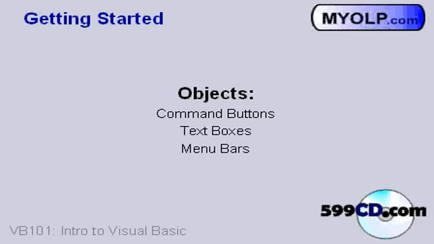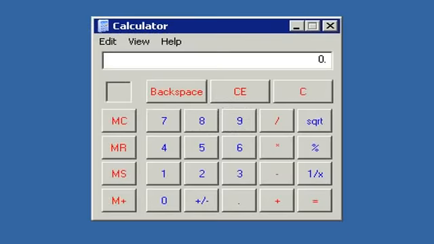Instead of typing in lines of code, Windows programs are made up of objects like command buttons that you push, text boxes that you type information into, menu bars that you can select functions from. Windows programs are not only easier to write, but they're easier to use. Here's one of my favorite age-old Windows programs, Microsoft Calculator. It comes with Windows, and it illustrates many of the common components that you'll find in Windows programs.